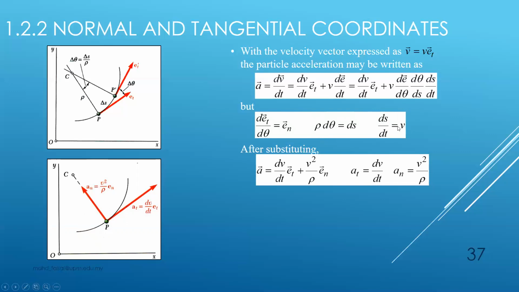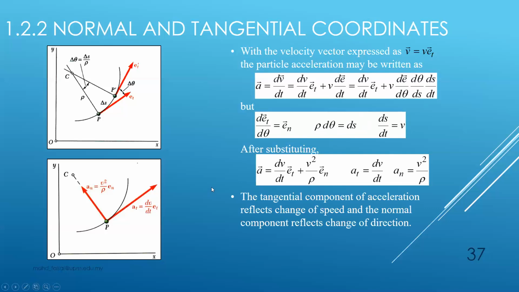And ds dt is very simple, like what we looked at previously, it is v, the velocity. So you can use all this information and substitute into the formula up here. Then finally you have dv dt times et plus v square over rho times en. Because ds dt is v, and here you have another v, that's why it is v square. And ds d theta is equal to rho, however here we have d theta over ds, so it is inverse, so rho becomes below. This is what you can see from this substitution.